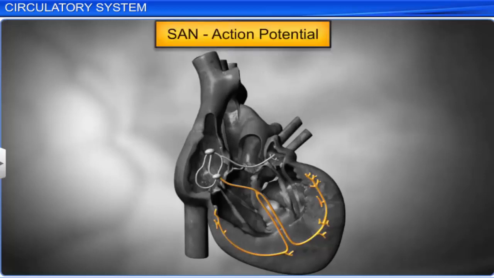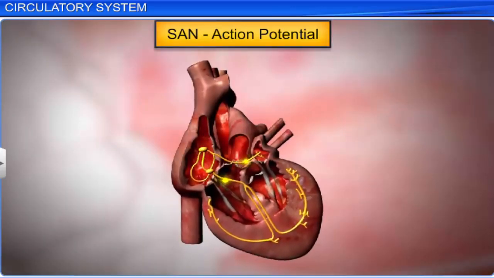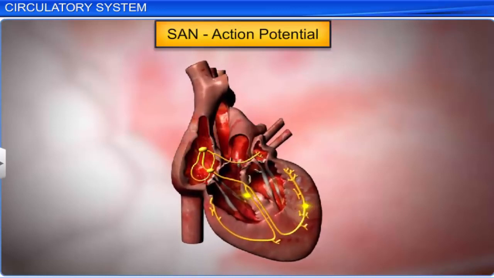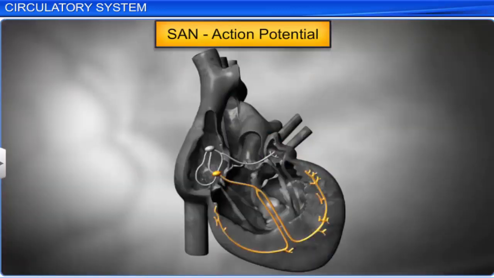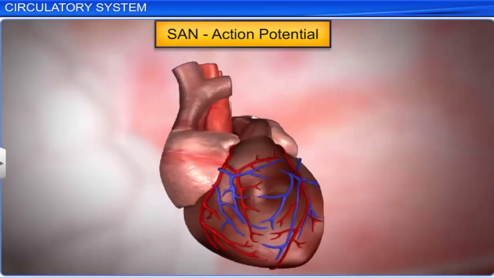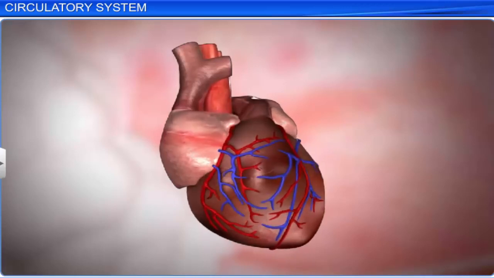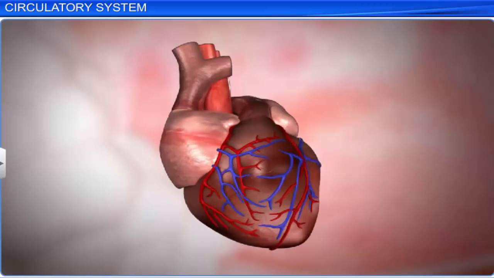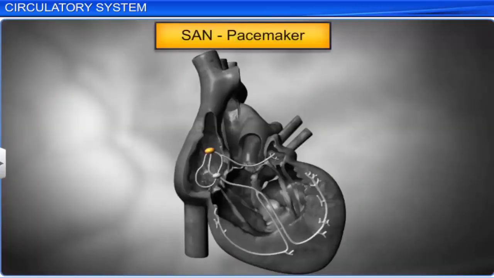Here, the SAN can automatically generate around 70 to 75 action potentials or electrical impulses per minute. This action potential is transmitted to every other part of the heart through the AV node and bundle of His to bring about the rhythmic contraction of the heart. This is why the average heart beats 72 times per minute. Hence, the SAN is called the pacemaker of the heart.